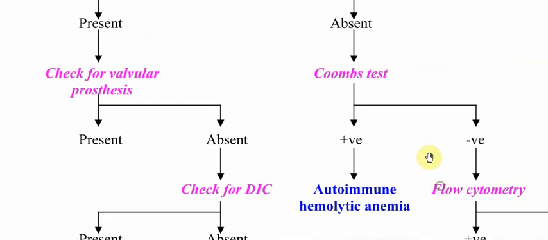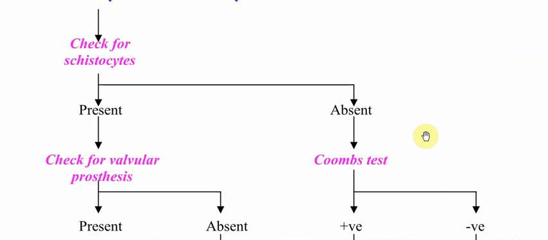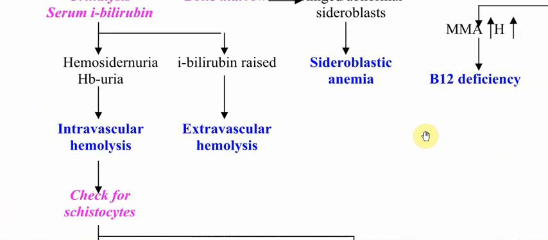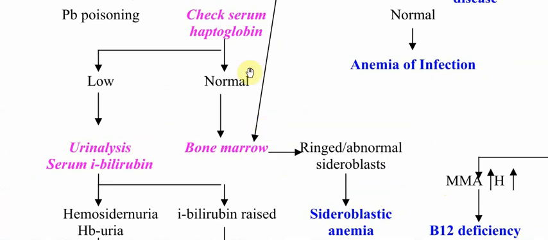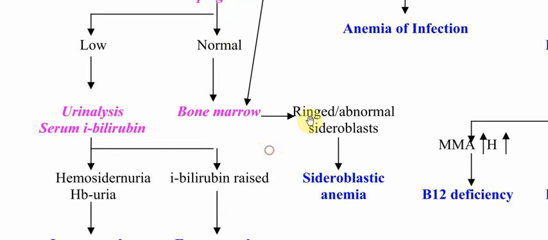We have checked this, we have checked this also. We go up, schistocytes, we checked. This part also we have checked. Now we come back to this part where we had checked serum haptoglobin and found it to be low. Then we went down this way. Now if the serum haptoglobin level is normal, then we do a bone marrow examination, and if it shows ringed or abnormal sideroblasts, then it is sideroblastic anemia.